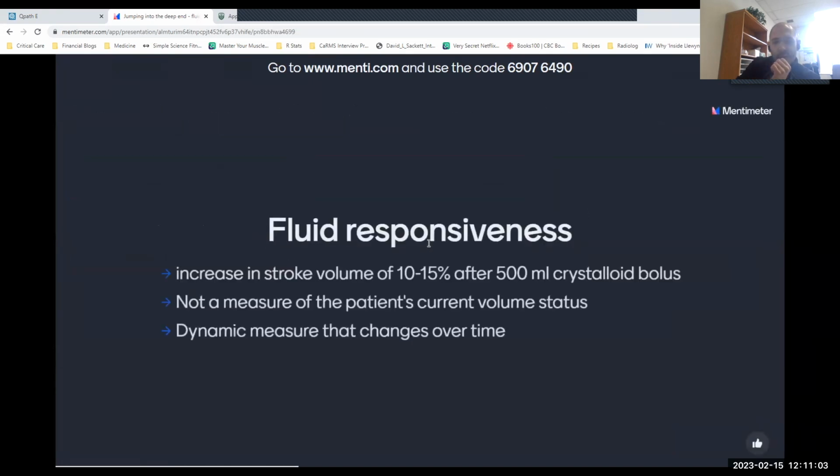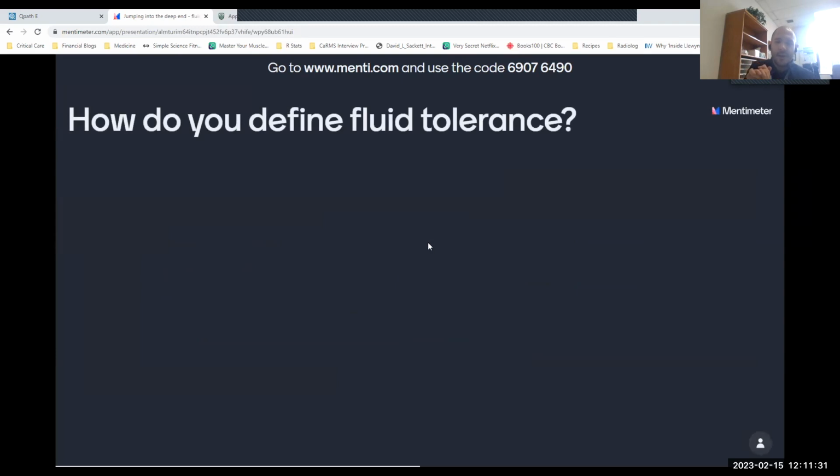Fluid responsiveness actually has a very specific definition that's been used in the literature. We can talk about the validity of what someone being fluid responsive is, but for the purpose of how things have been defined in the literature and how we look at ICU level patients, it's defined as an increase in stroke volume of 10 to 15% after a 500 cc crystalloid bolus. It does not measure the patient's current volume status. It is a dynamic measure that changes over time.